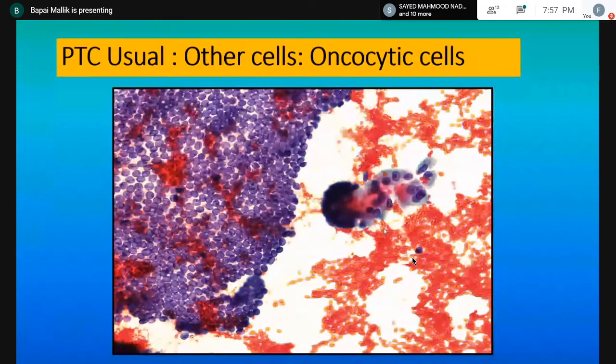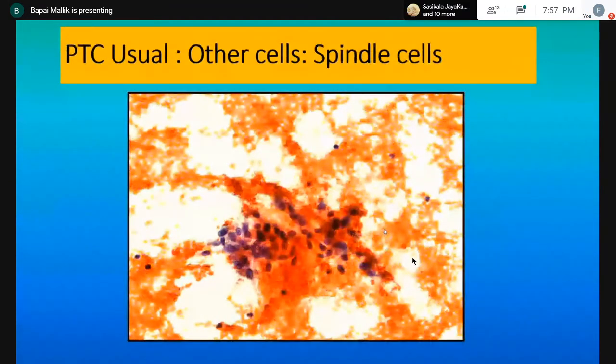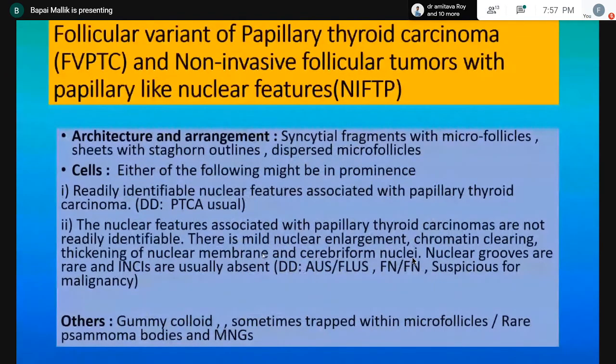So you can find some oncocytic cells with papillary thyroid carcinoma, and you can also find some spindly cells. It's not really the best of slides. There's a bit of a clot, but I couldn't get anything better than this, but I have definitely seen better spindly cells which occur in association with papillary thyroid carcinomas. The next one is a difficult one.